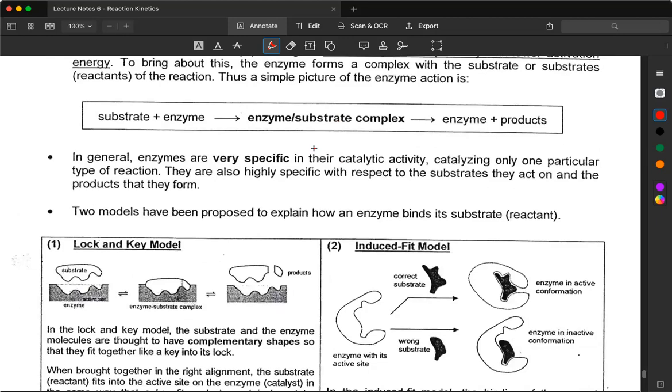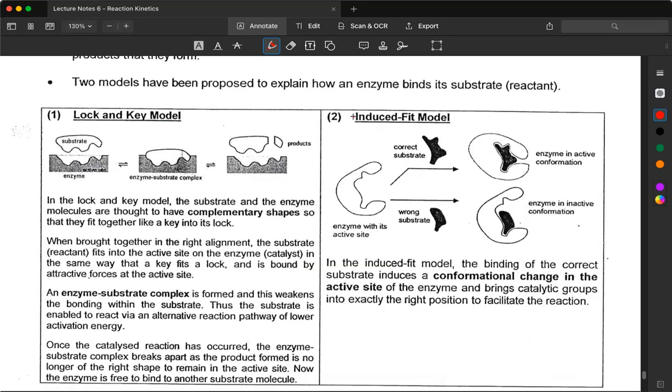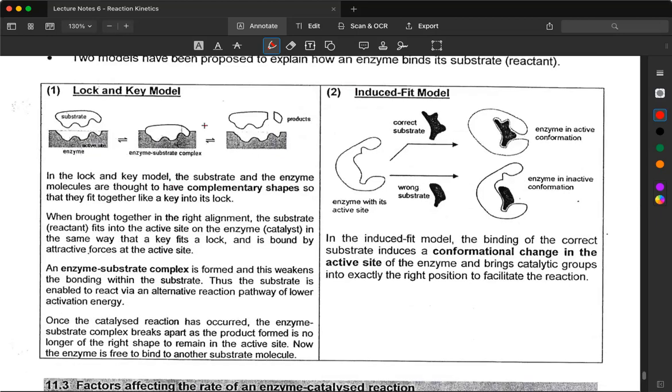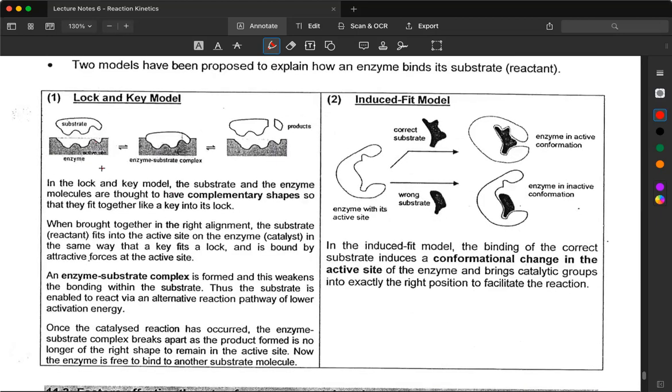Enzymes are very specific, so a specific enzyme will only catalyze a certain reaction or bind to a certain substrate. So we use the lock and key model or induced fit model. For the lock and key model, which the biology students are very familiar with, the substrate and enzyme have to be complementary shapes for them to fit nicely. So when brought together in the right alignment, the substrate will fit into the active site in the same way the key fits a lock and is bound by attractive forces on the active site. Then it will form an enzyme-substrate complex, and this will weaken the bonding within the substrate.